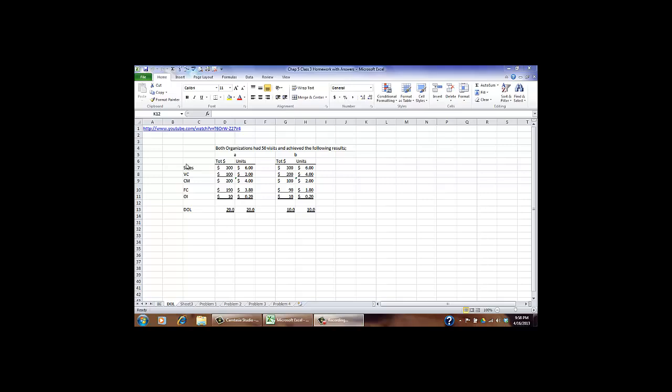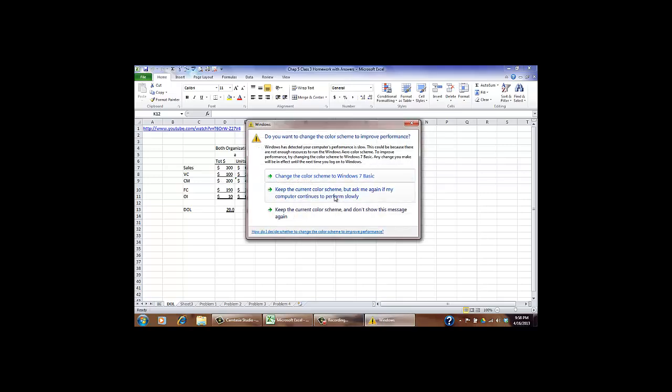What we have here is two different organizations, A and B, and they're very similar. They both have sales of 300. A has variable cost of 100 and B has variable cost of 200, meaning contribution margin of 200 for A and 100 for B. Remember, contribution margin is sales minus variable cost.